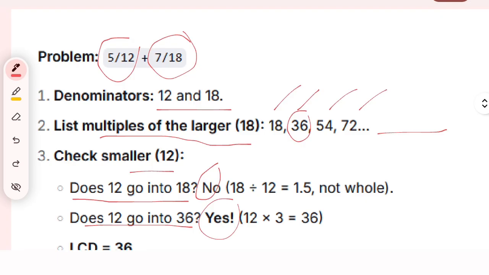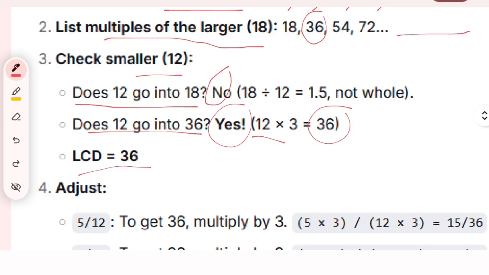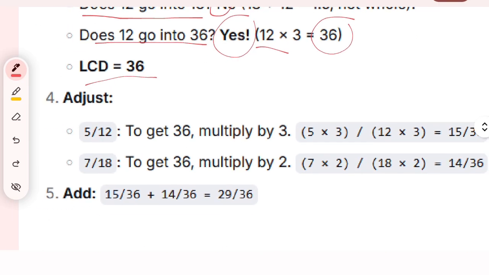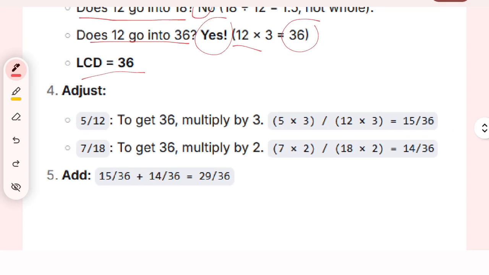Why? Because 12 times 3 is actually 36. Therefore, 36 is a multiple of 12. Therefore, the LCD for 5/12 and 7/18 is 36. See, it's so easy to find the LCD. Now that we know that it is 36, we can convert each fraction into a fraction that has a denominator of 36. The first one, we will multiply by 3.